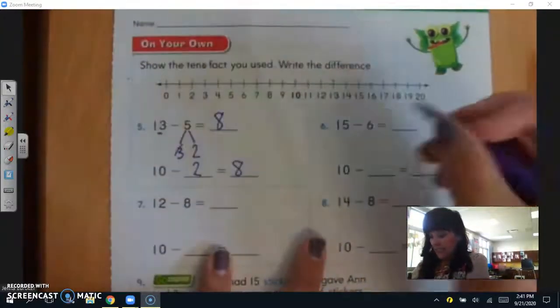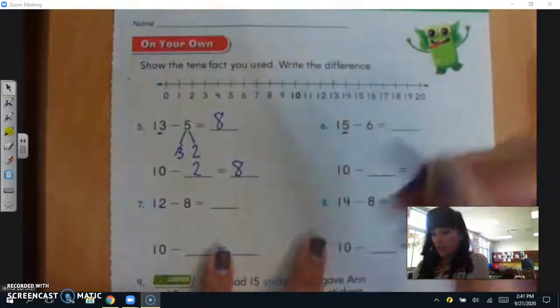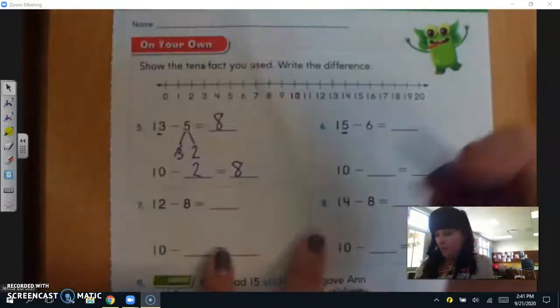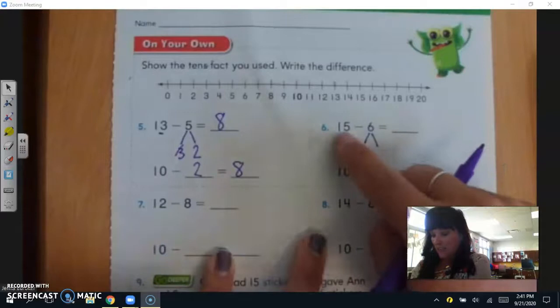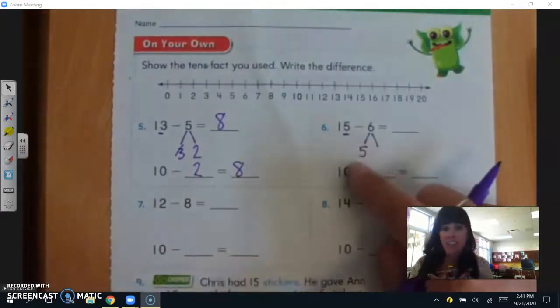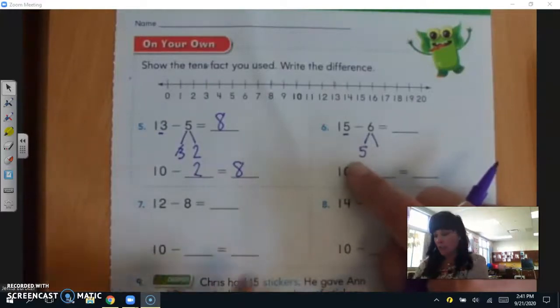15 minus 6. Again, I'm going to underline the ones digit in 15, which is 5. I'm going to break that 6 into 5. We're getting that from here, right? 5, because I know that 15 minus 5 is going to get me to that next 10. It's going to be 10. And that's the whole point. We want to make 10, just now with subtraction instead of addition.